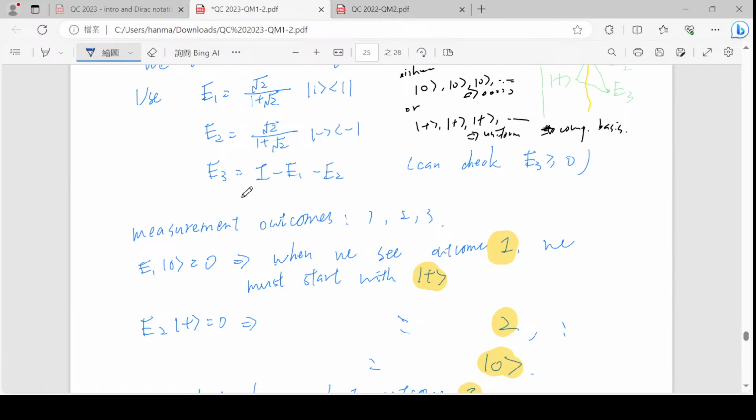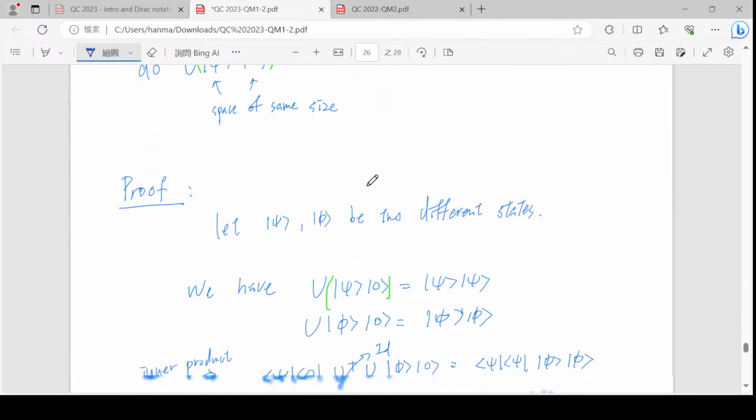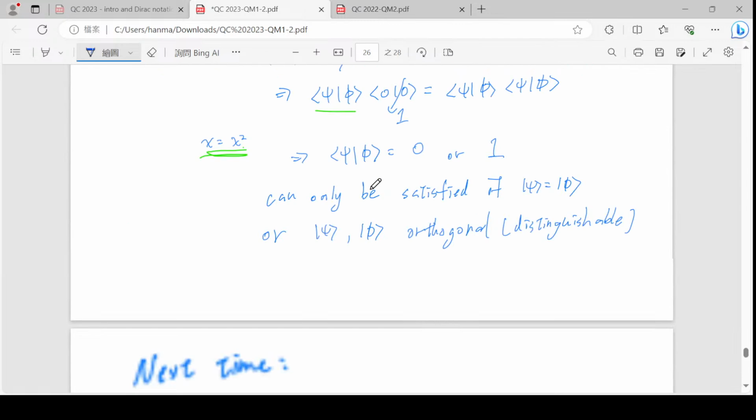So for whatever remains, you just need to have identity minus the rest. If you have some POVM elements and you want to complete it, you just have another element that's the identity subtracted by everything you already have. Then it should be complete. But you need to check that E3 is positive. Okay. And this is this, and we have the no-cloning theorem.